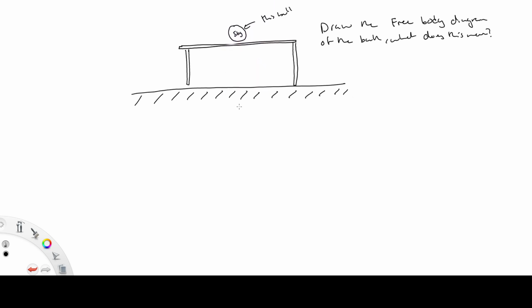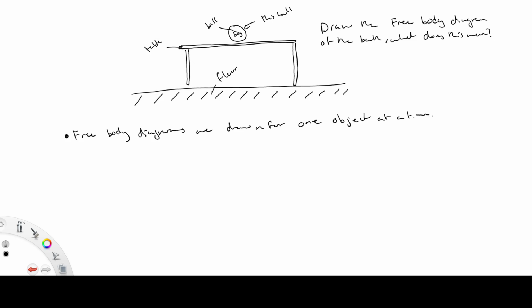Free body diagrams are drawn for one object at a time. So remember this. You can draw a free body diagram for the ball, for the table, for the floor. You can draw a free body diagram for all three of these. But when you draw it, you put down all the forces that are acting on that one object.